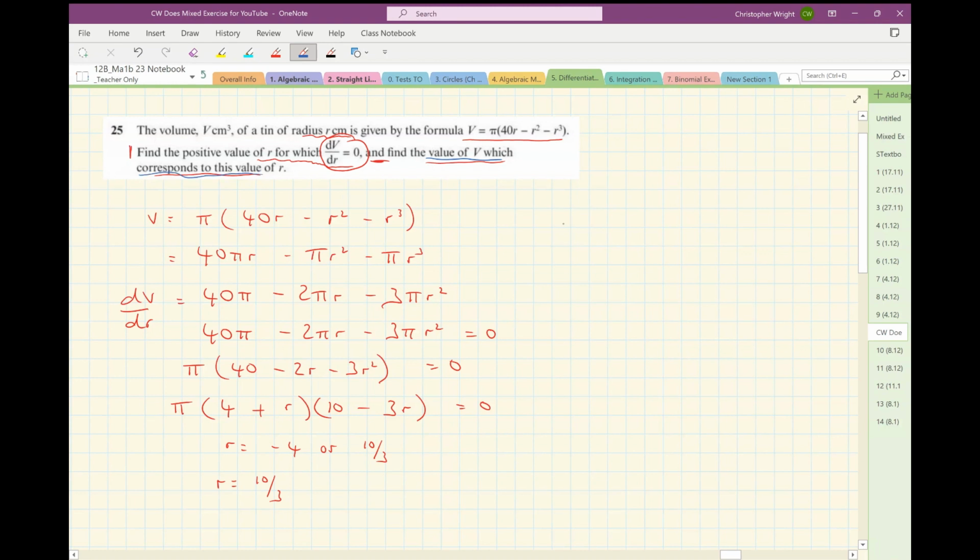Now I know that V is simply pi times 40r minus r squared minus r cubed, and I know that r is 10 over 3. So that's going to mean that V is pi times 40 times 10 over 3, minus 10 over 3 squared, minus 10 over 3 cubed. Okay, so altogether there I get a volume of 2,300 over 27 times pi. And that is the question complete.